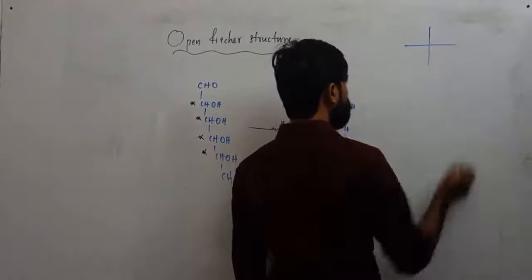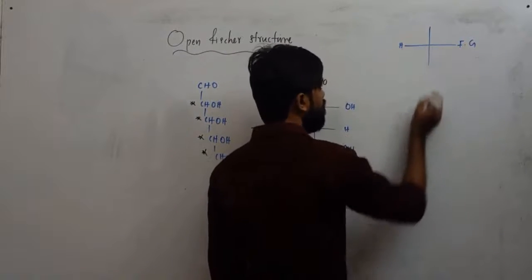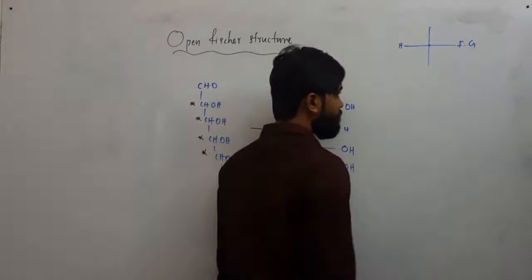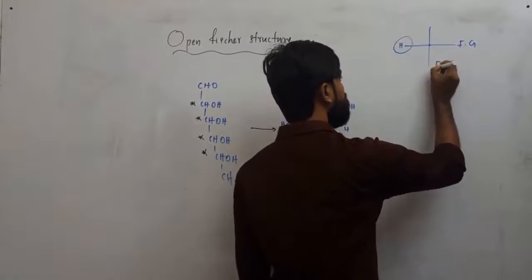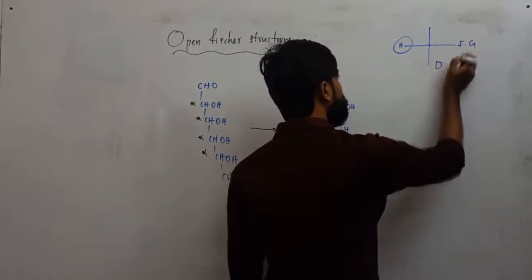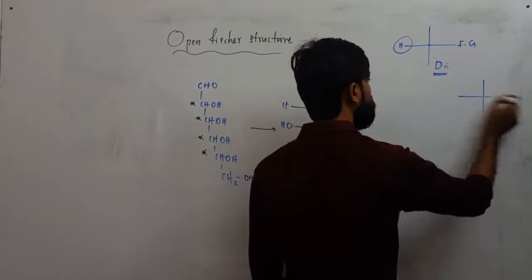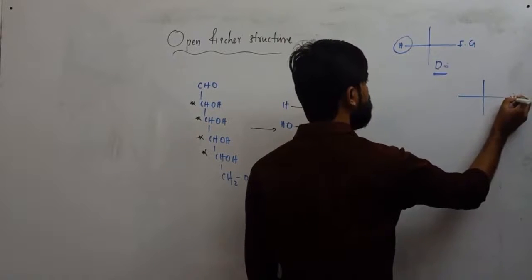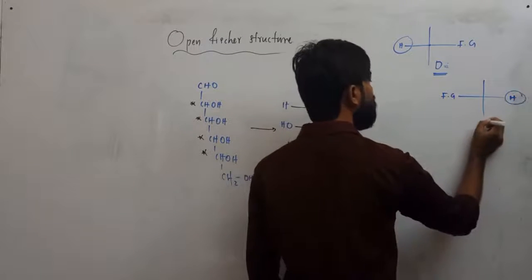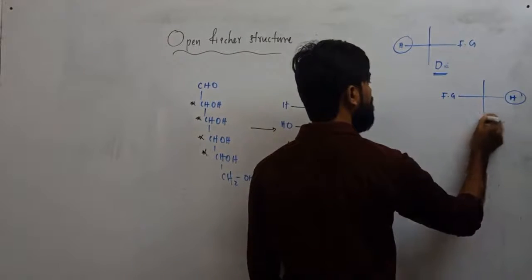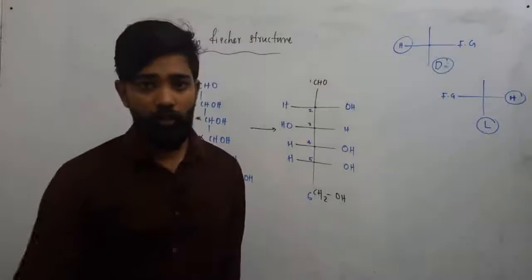usually if you have a functional group here and hydrogen on the left side, and this is a chiral carbon, then if the hydrogen is on the left side, that configuration is said to be D configuration. If you take the mirror projection of this molecule, it will be like this, where the hydrogen is on the right side. If hydrogen is on the right side, then it is said to be L configuration. If hydrogen is on the left side, it is said to be D configuration.